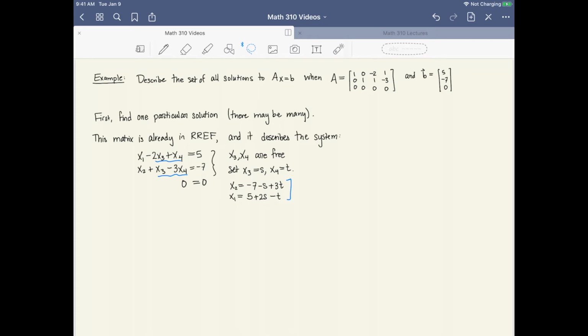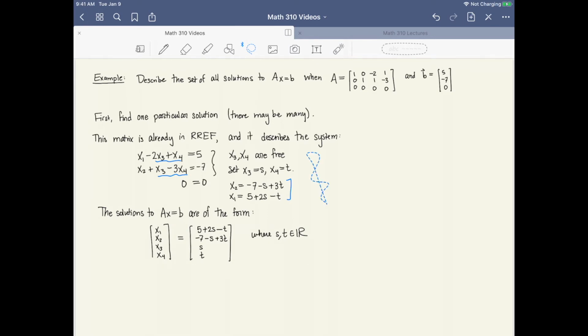Now I want to unpack this solution and put it into vector notation. So the vector that describes the same thing as what's written here is 5 - 2s - t for x1, that comes from here, then -7 - s + 3t for x2, which is given here, and then x3 and x4. Those were my free variables, so I just named them s and t. And now s and t can be any real numbers. So this is a perfectly fine way to describe your solutions to the system of equations.